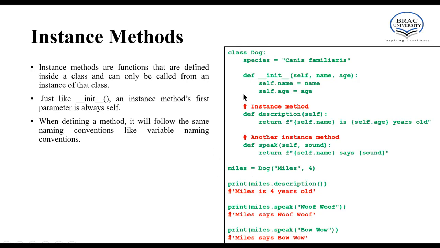This is how you can call a method inside a class. Just like init, an instance method's first parameter is always self. So here, just like init, we always need to write self. In an instance method, I need to mention the parameter as self as well. When defining a method, it follows the same naming conventions as variable naming. Def description is a method name, right? So this name will always follow the variable naming convention. So let's see some examples.